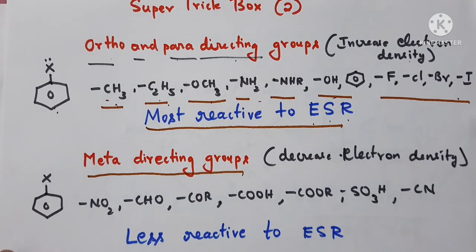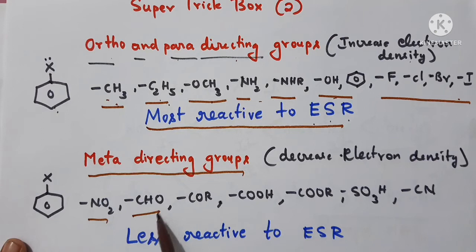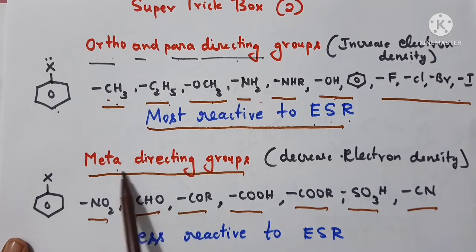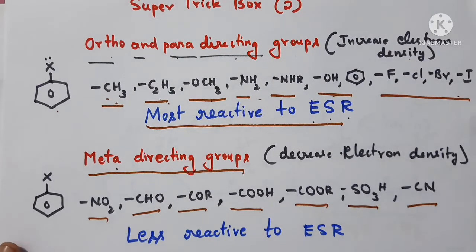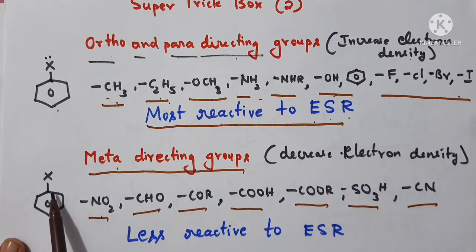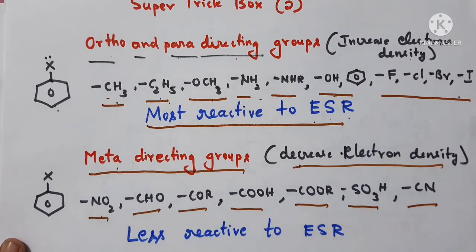Meta-directing groups means these are the ones: NO2, CHO, COR, carboxylic acid, COOR, SO3H, CN. All these groups are meta-directing groups. Whenever these groups are on the benzene ring, you see there is no lone pair. It is not going to increase the electron density, but in turn it decreases the electron density.